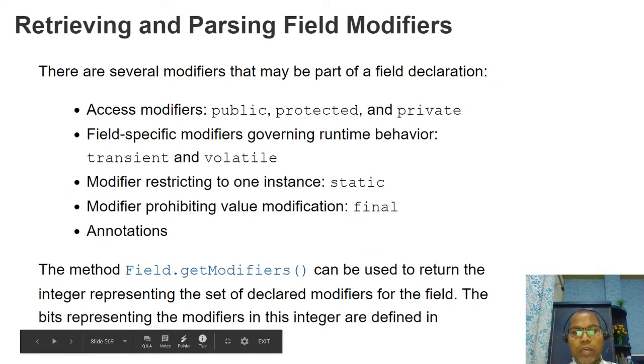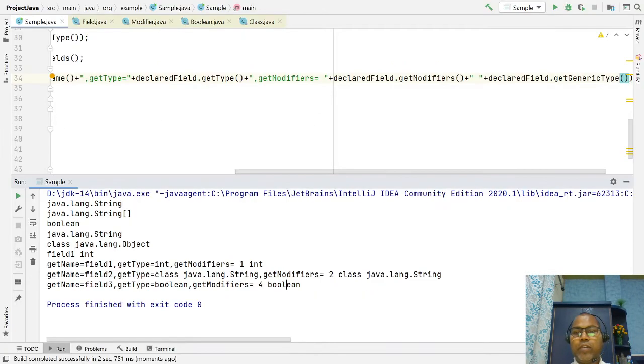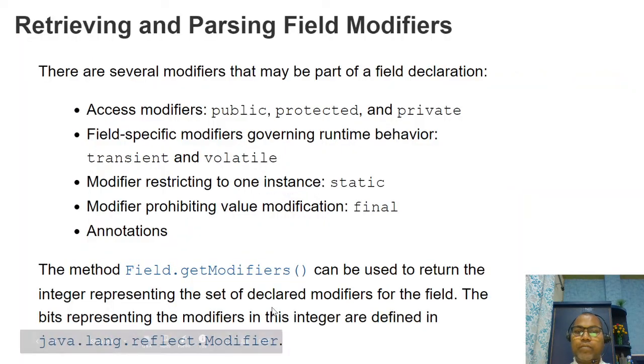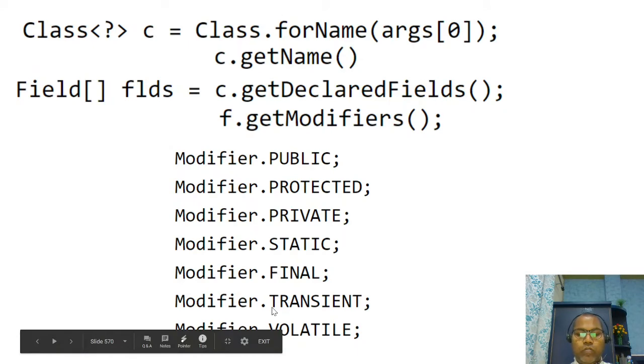So similarly you have options. There are several modifiers we discussed, like public, protected, and private, similarly transient and volatile, then strict and final. And how do we get modifiers? So get modifiers, which we have used here. This is get modifier, which returns the modifier, and this modifier is defined in the Modifier class: 1 for public, 2 for private, 4 for protected, and all others. So we have discussed these kinds of modifiers.